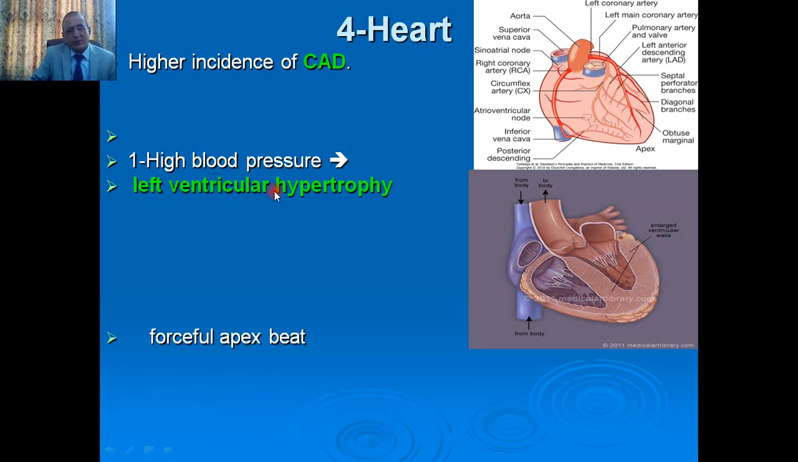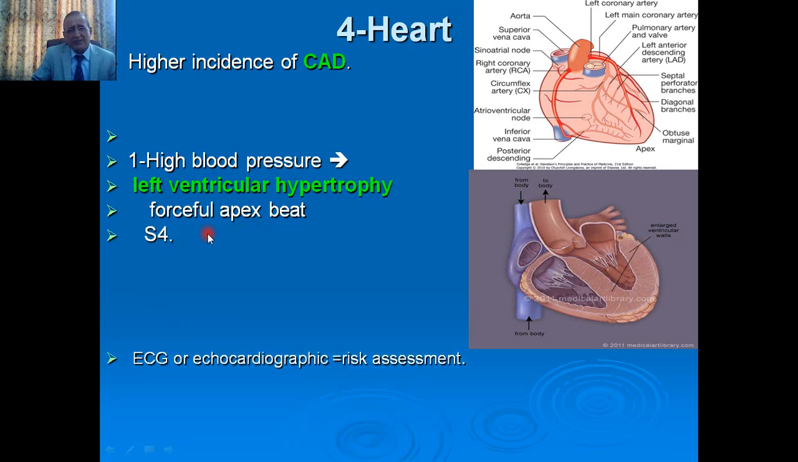This hypertrophied ventricle you can detect actually by forceful apex and by loud component of second heart sound and by a fourth heart sound. Fourth heart sound is due to atrial contraction against a stiff ventricle. This ventricle will be stiff. When the atria contract, it will produce a fourth heart sound, and the aortic component closure will be high. You have second heart sound. Unfortunately, it is not written here.